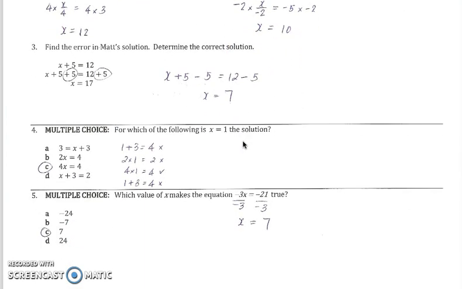Number 3. Find the error in the math solution. Determine the correct solution. The original equation is x plus 5 equals 12. I think you are very observant and notice that while I can have plus 5 and plus 5 side by side, if we want to undo the plus 5 on the left side of the equation, that should have been a minus 5. So x plus 5 minus 5 is x, equals 12 minus 5, which becomes 7.